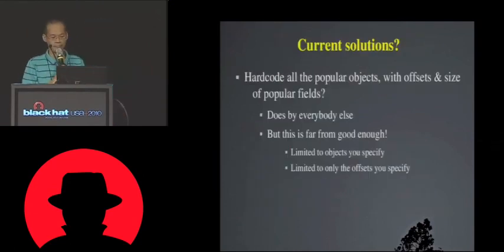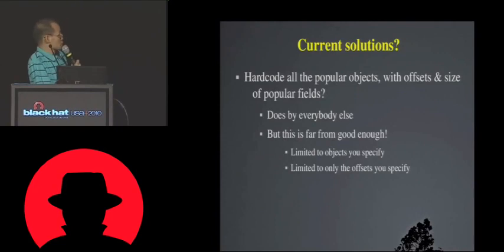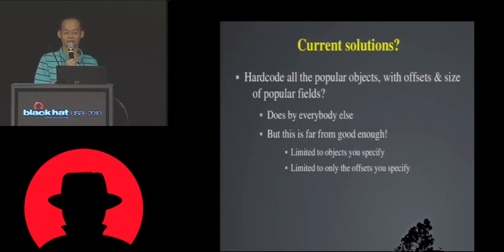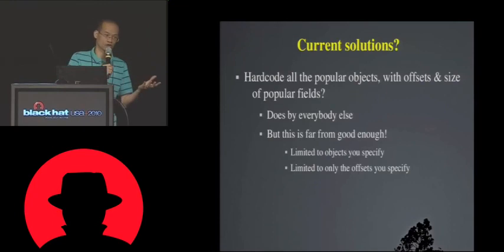So how to solve this problem? There is a lot of work that also wants to extract objects from the memory like that, and the solution is that they hard code the popular objects and the offset and size of popular fields in the program. Everybody does that, but that's not good enough for us, because with this solution you can only extract limited information, just limited to the objects you specify in your source code. It's limited to the offsets you specify, and for those not specified, you cannot extract them.